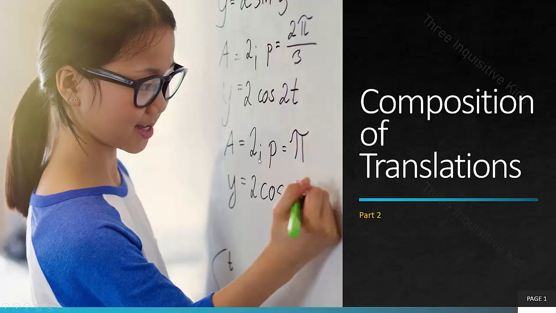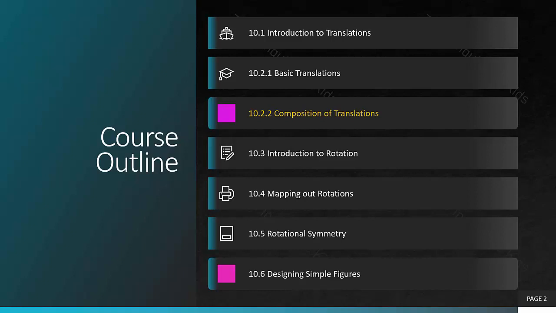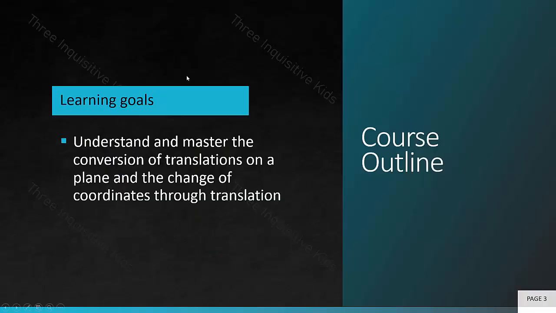This video is part 2, a continuation of what we learned in our last lesson. It's called the composition of translations. In our last lesson, we learned about basic translations, and we saw how coordinates can change as we translate a point or figure. Our main learning goal for today is to understand and master the conversion of translations on a plane and the change of coordinates through a translation.